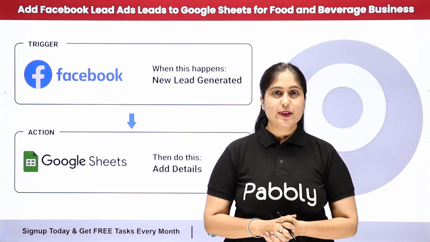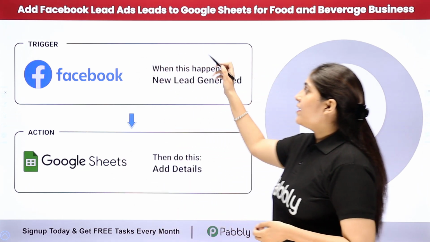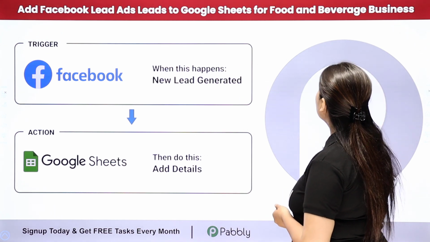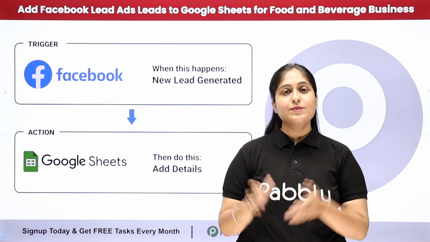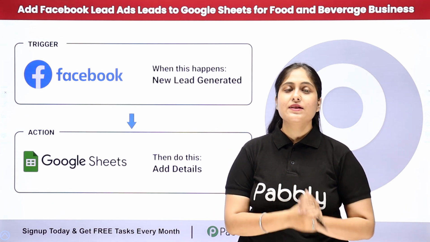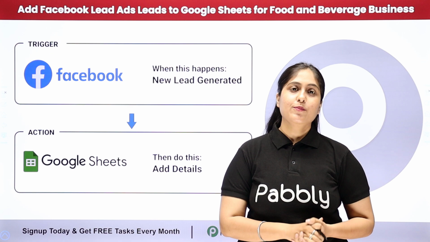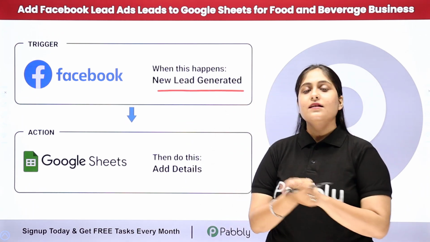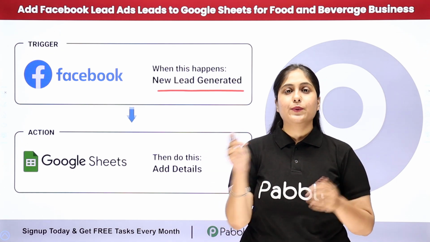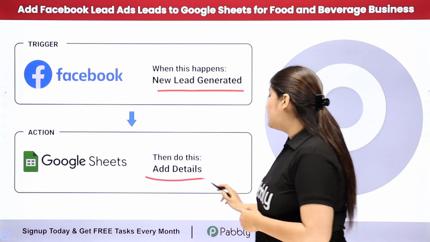In this video, we are going to understand how to add Facebook lead ads leads to Google Sheets for a food and beverage business. As the owner of a business, I run Facebook lead ads on my Facebook page to receive new leads. My objective is that whenever I receive a new lead through my Facebook lead ads, that lead should automatically be added as a new row in my Google Sheets.